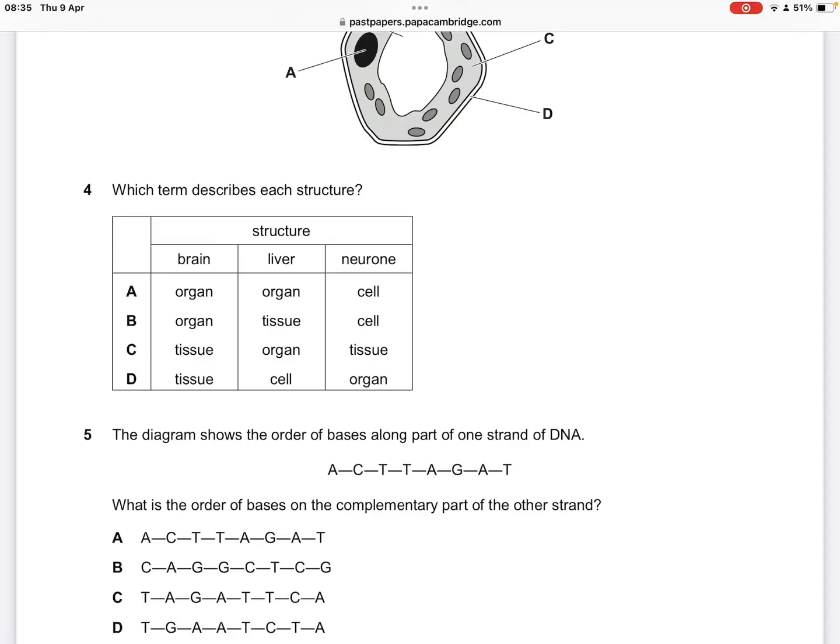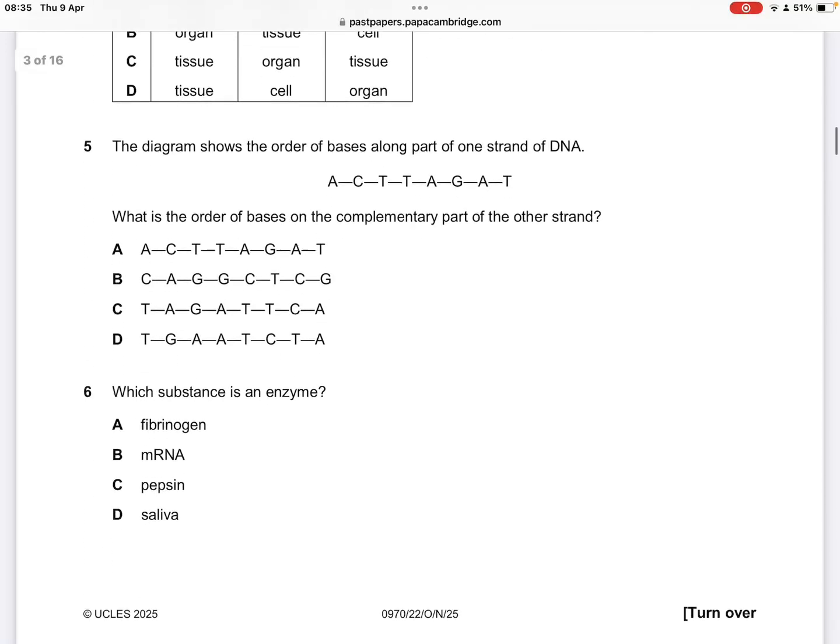And then the neuron is basically what we call a nerve cell. It's the correct term for a nerve cell. So basically the difference is the middle column anyway, knowing that the liver is at an organ level rather than a tissue level. So A for alpha. Right, 5, we're moving on to a bit of biochemistry in the form of DNA.